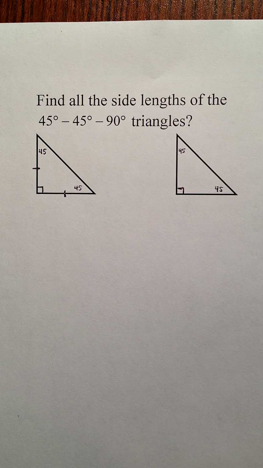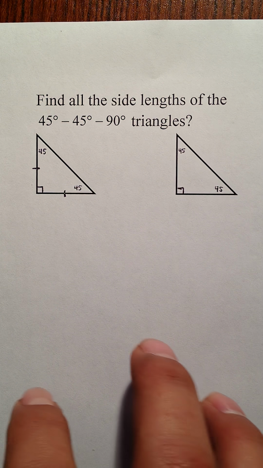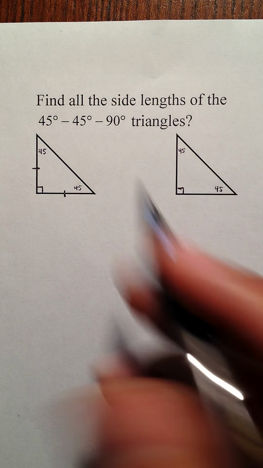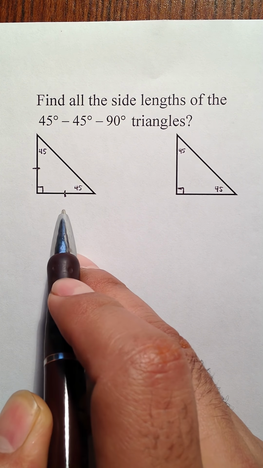45, 45, 90 triangles are special right triangles. And out of all the concepts in geometry, I consider special right triangles to be one of the most important because it carries on into finite math, pre-calculus, upper division math classes. What you got to understand is that because they have identical angles, they also have identical sides.